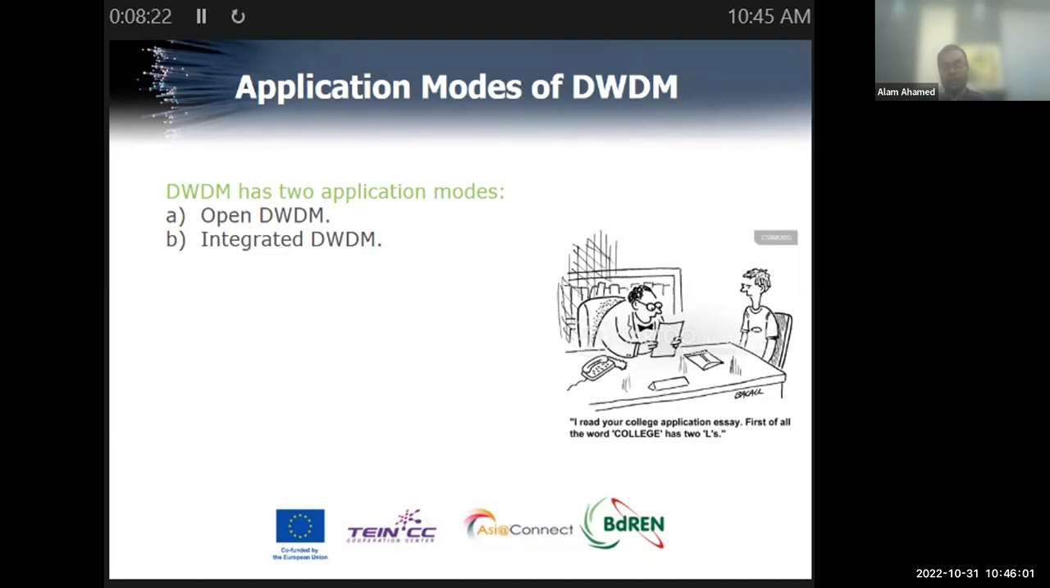What is the wavelength conversion technology? Adopting wavelength conversion technology means that the optical signal is converted to an electrical signal and modified, added, or amplified, then converted again from electrical to optical. That means optical to electrical conversion and electrical to optical conversion. It is called the conversion. It is called the open DWDM, and integrated DWDM does not need to adopt the wavelength conversion.